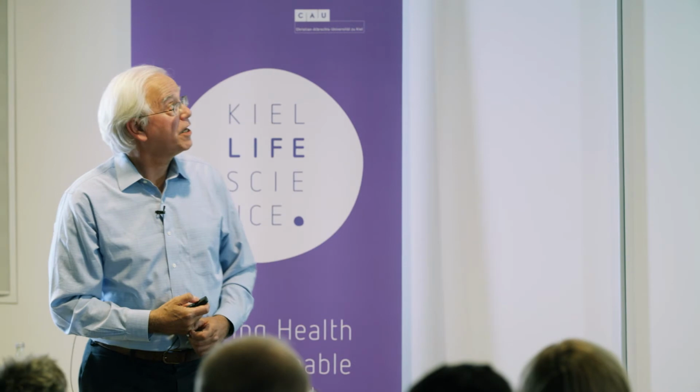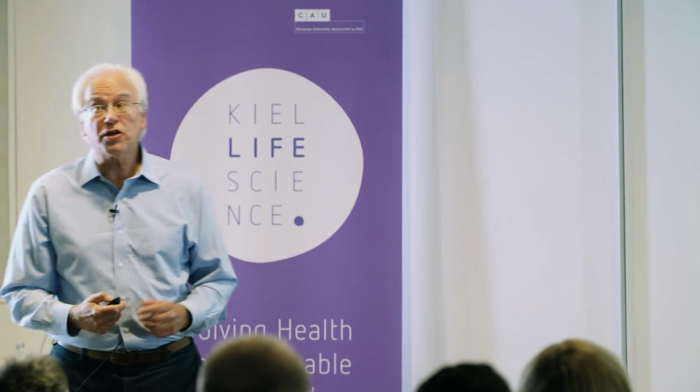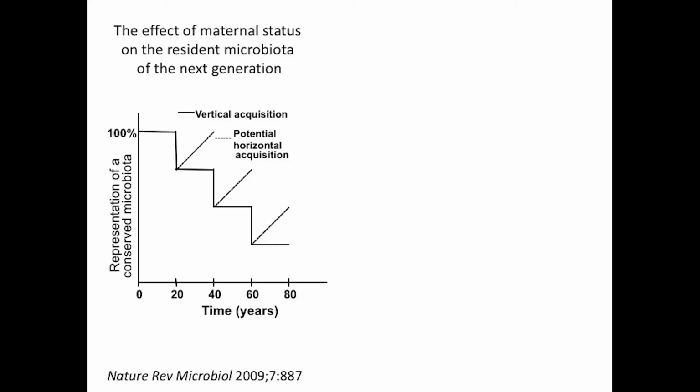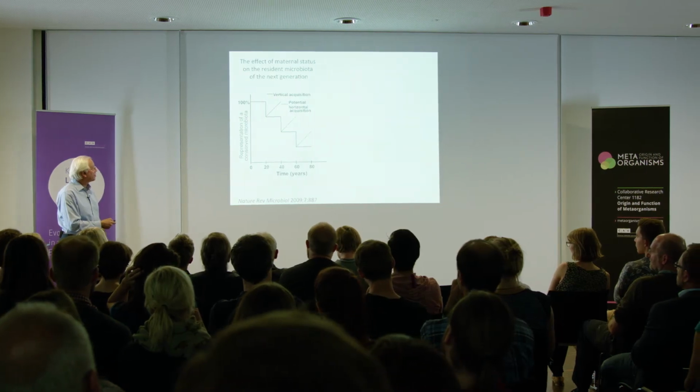About 8 years ago, Stan Falkow and I enlarged the hypothesis, which is shown here: the effect of maternal status on the resident microbiota of the next generation. Our view of ancient moms is that they had an ancient microbiota, which they would then give to their offspring vertically. If they lost microbiota before the next generation and couldn't get it back horizontally, then the next generation would be born at a deficit, and so on and so forth.